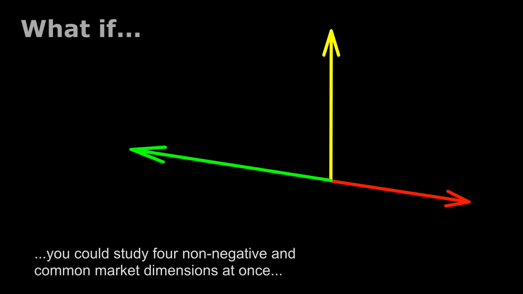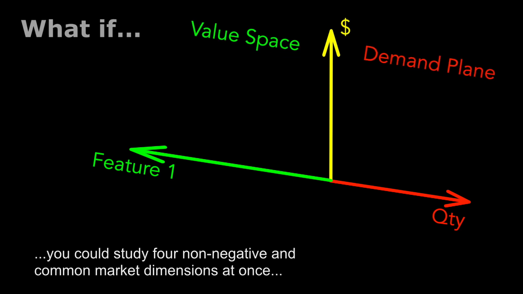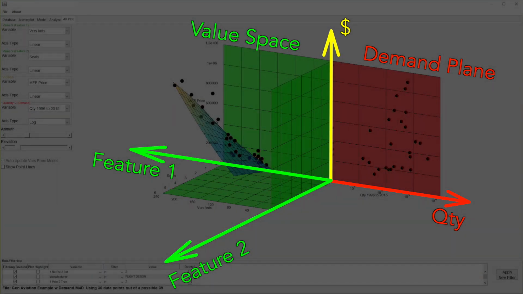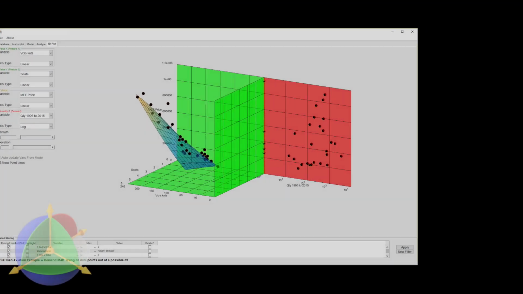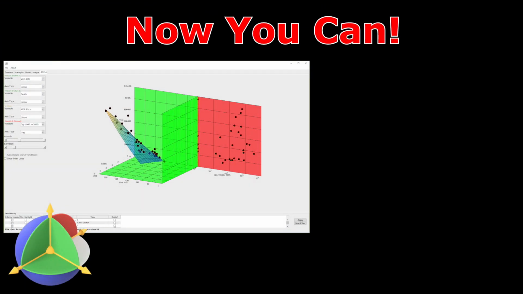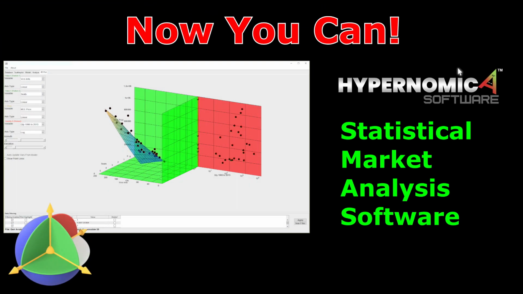What if you could study 4 non-negative and common market dimensions at once and simultaneously see the linked states of value and demand? What if you could add other facets instantly, interactively, and intuitively? Now you can, with Hypernomica statistical market analysis software.